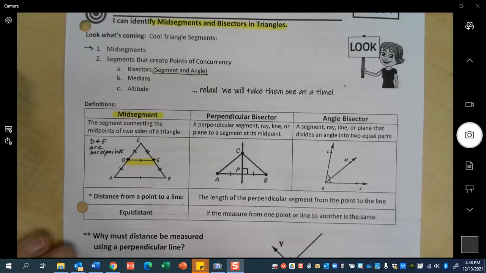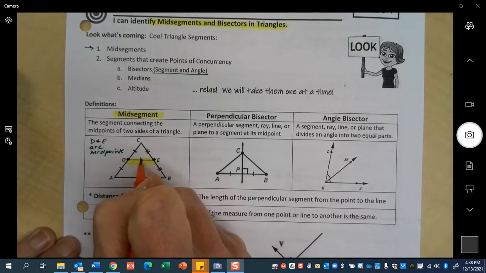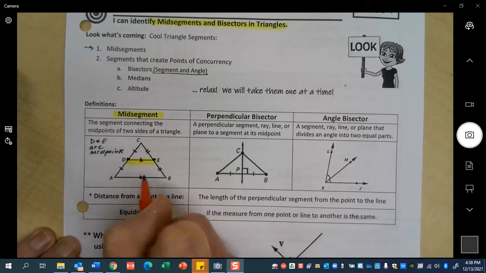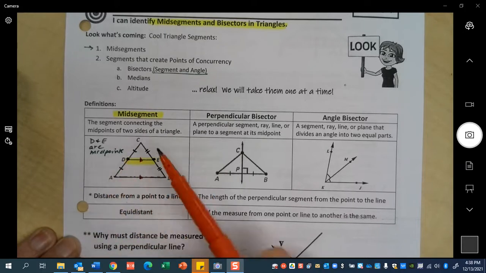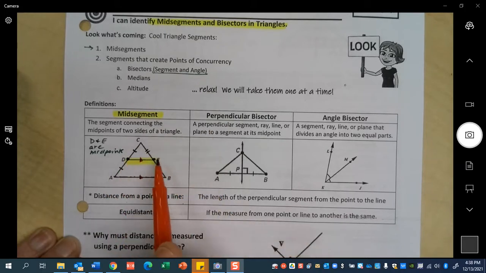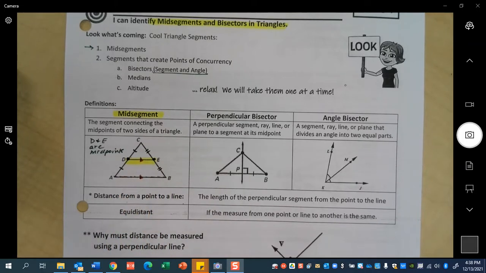mid-segment. And we're going to find out some cool characteristics of it, one of which is that it is going to be parallel to, and we're going to call this the third side. The first two sides are the sides that are involved in the creation of that mid-segment, and it's going to be parallel to that third side.